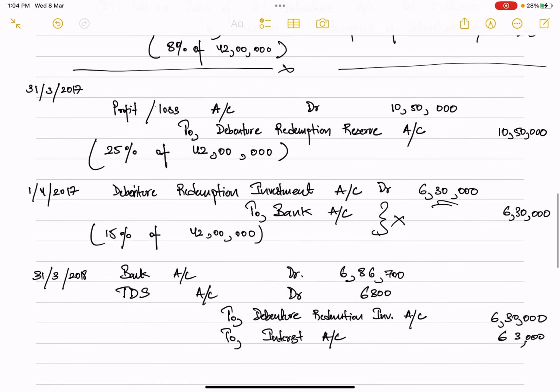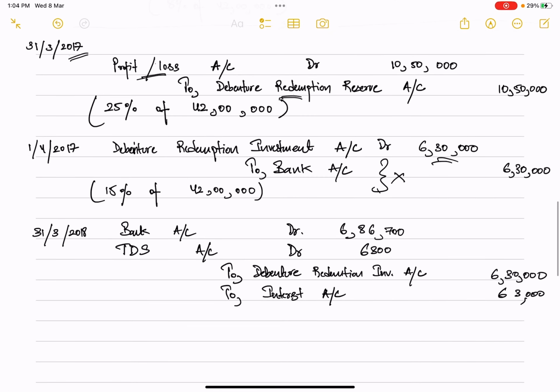Okay, so this entry on 31st March 2017 is for the creation of the DRR, which is made out of profit and loss. So profit and loss account debited to DRR account. When that DRR account is invested, we debit the debenture redemption investment account. All right, and since money is going out of our bank account as investment, the bank account will get credited.